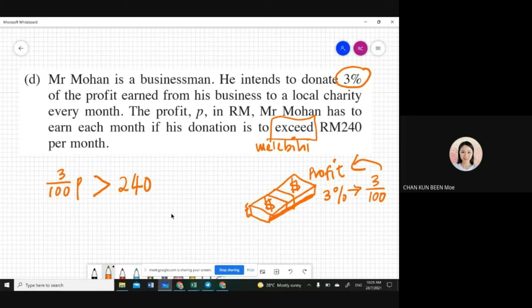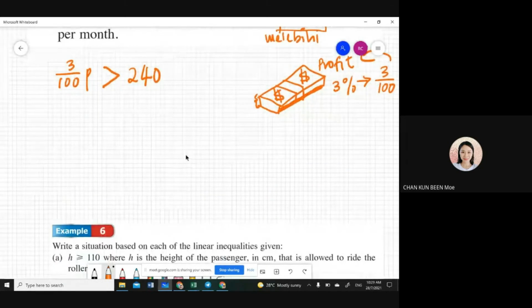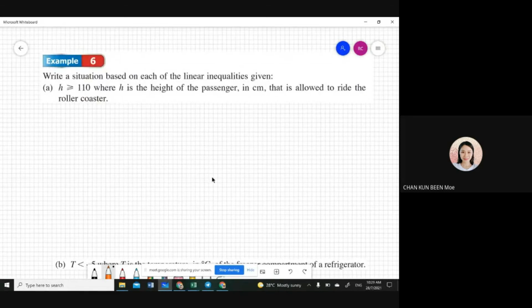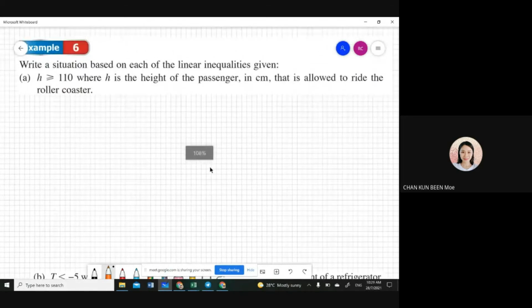Do you have any question, class? No? In the next example, what we are going to do is you are going to be given the linear inequality with some of the information, and you have to form up the situation like this. Okay, so let us look at the given example here, example 6. Write a situation based on each of the linear inequalities given. So you need to write a situation. This is required in the question.